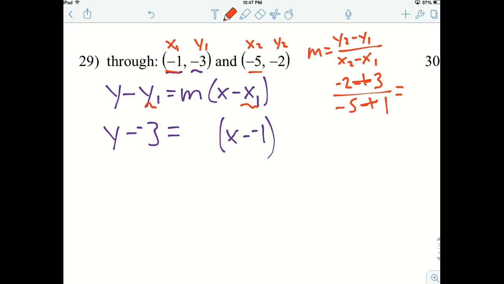And when I clean this up here, I have a positive 3 and negative 2, leaving me with positive 1. The positive is bigger, so my answer will be positive up top. On bottom, a negative 5 and a positive 1. The negative is bigger, so I will end up with a negative 4, and that's going to be my slope, negative 1/4.